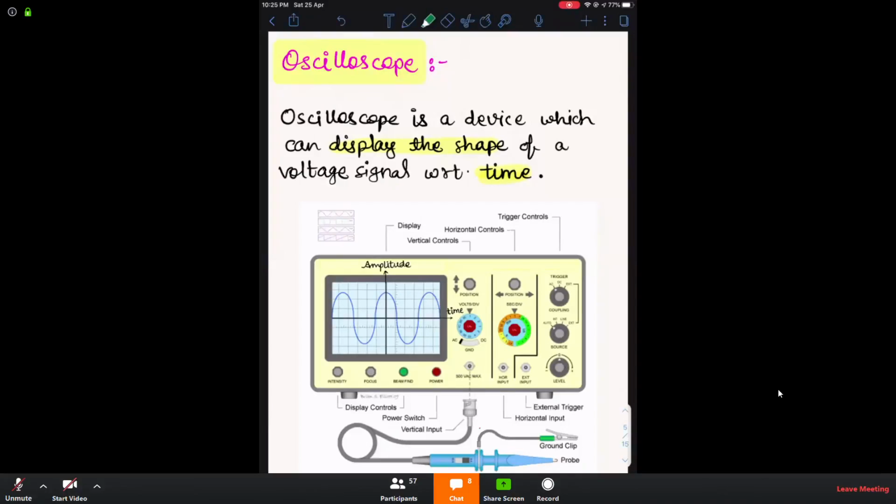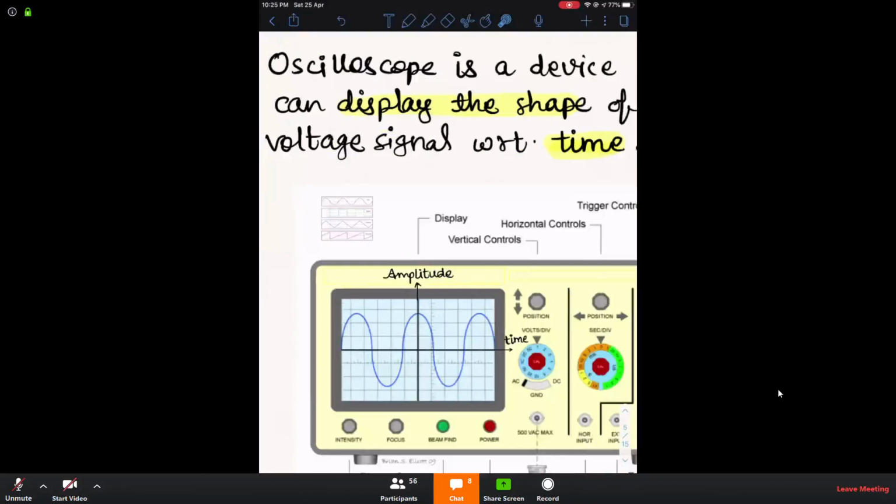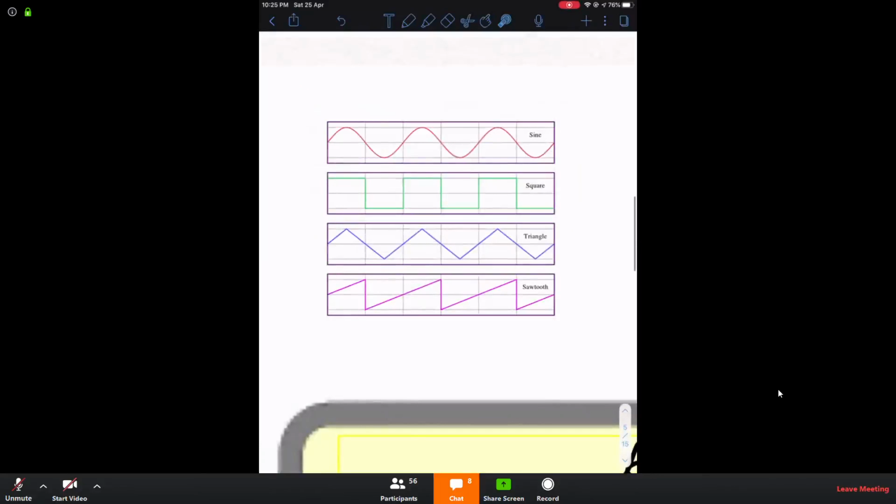As I have shown you in the definition, an oscilloscope is a device which can display the shape of the voltage signal. This is the simplest definition of the oscilloscope: it shows the shape of the voltage signal. What I mean by the shape of a voltage signal is, just for an example, I have kept some signals here for you.